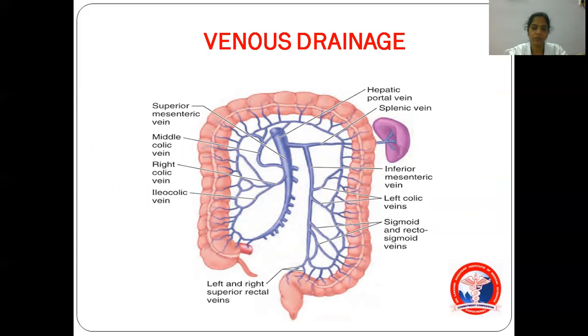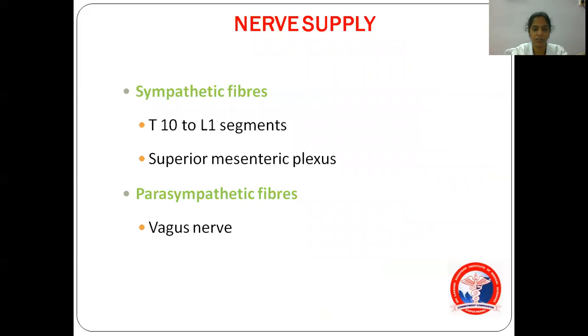Okay, so up to this, is it clear for you? So we discussed the blood supply and venous drainage. What is the next one? What are we going to discuss? That is the nerve supply. Okay, so you know all the organs are under control of the autonomic nervous system. It consists of sympathetic fibers and parasympathetic fibers. So here also the cecum is under control of the autonomic nervous system, so we have sympathetic fibers and parasympathetic fibers.